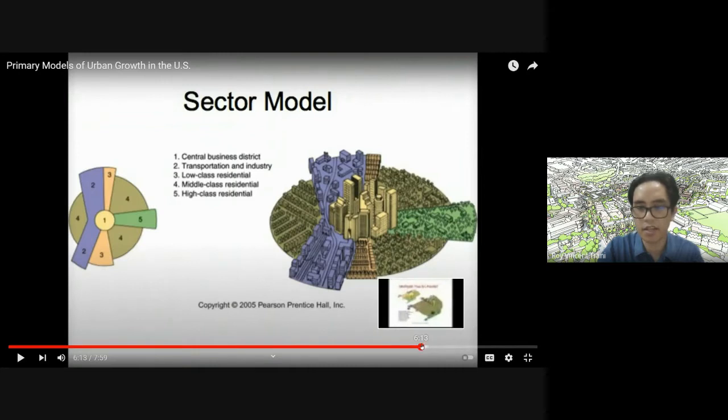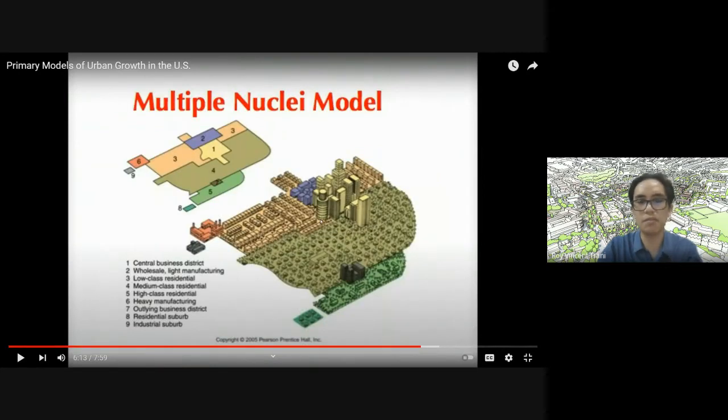And then finally, we have the multiple nuclei model, which describes how previously concentric cities have developed further outward. So this is sort of the beginning of urban sprawl. You have the business district over here. And then number 2 is the manufacturing or industrial sites.